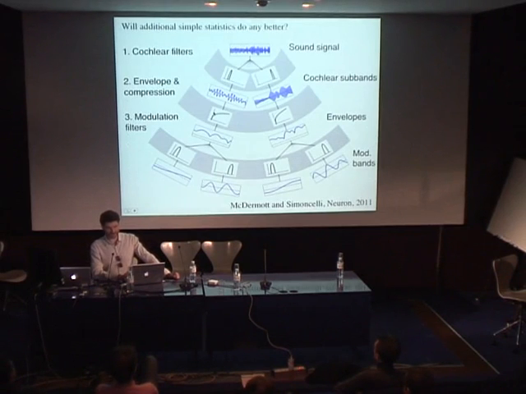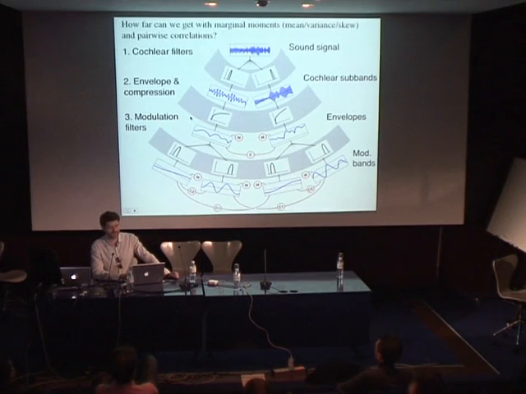So the question is whether additional simple statistics will do any better. We've examined things that are just a little bit more complicated than the average value of different parts of this representation. We've investigated how far we can get with marginal moments, so in addition to the mean, the variance and the skew of, for instance, the envelopes here and of the modulation bands, as well as pairwise correlations. So we've looked at correlations between envelopes of different channels, as well as between different pairs of modulation bands.